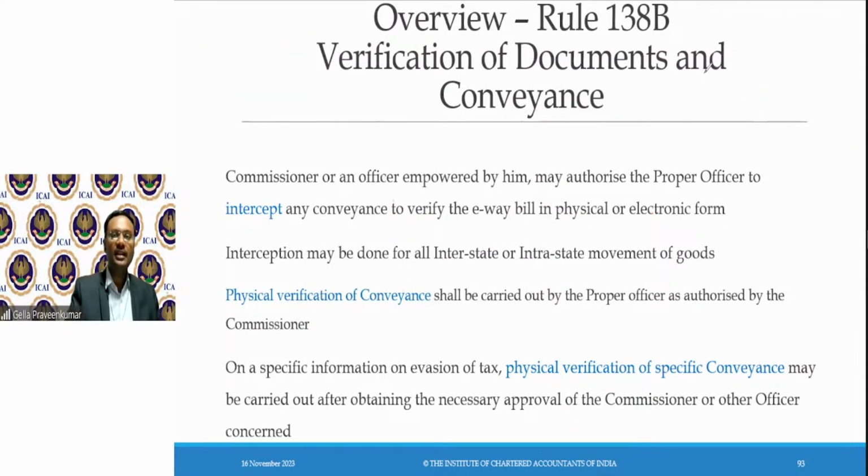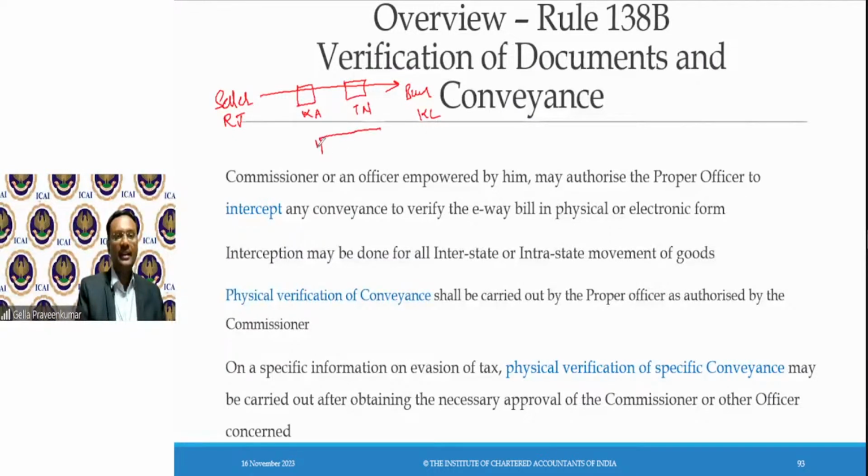Now, this provision says that... I'll give an example this way. Say the seller is in Rajasthan, buyer is in Kerala. When the goods move from Rajasthan to Kerala, in between, let's assume that there is a state called Karnataka. There is a state called Tamil Nadu.